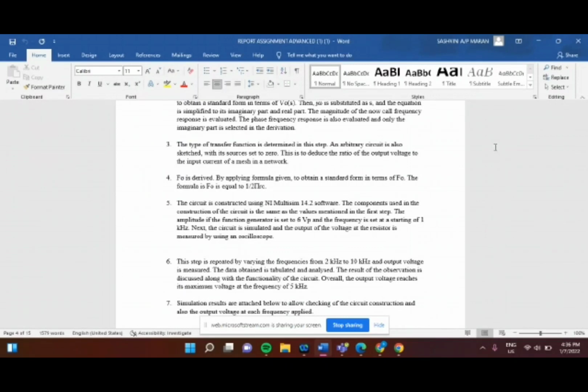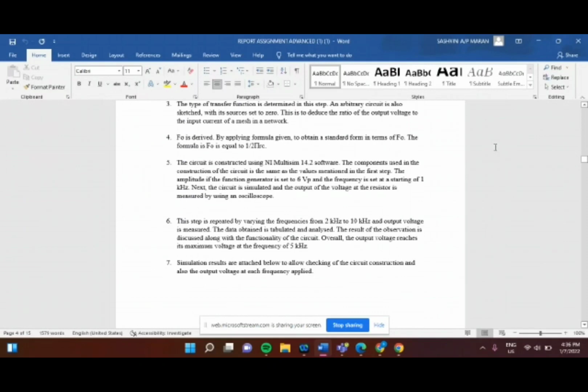F0 can be derived by using the formula of 1 over 2 pi RC. For step 5 and step 6, it is going to involve the circuit construction. We are going to use Multisim software 14.2 to construct and simulate the circuit in order to acquire the result. In the later part of the video, there is going to be a more detailed explanation on how we are going to obtain the output voltage by using an oscilloscope.